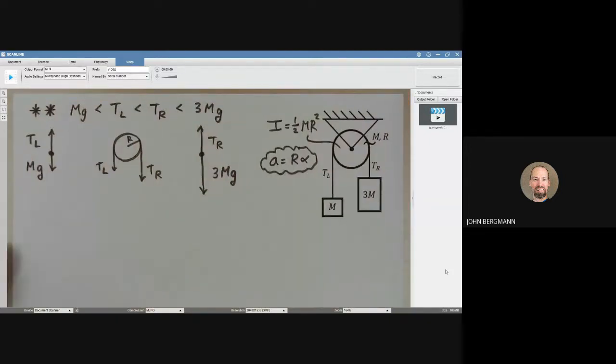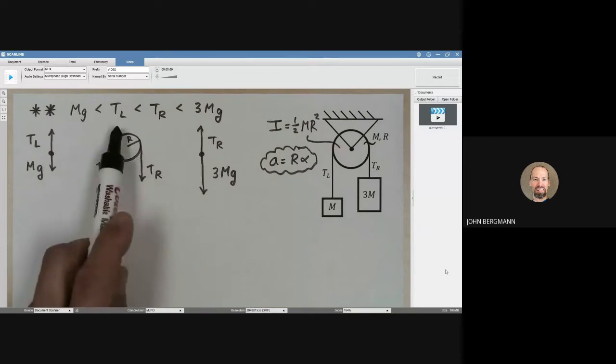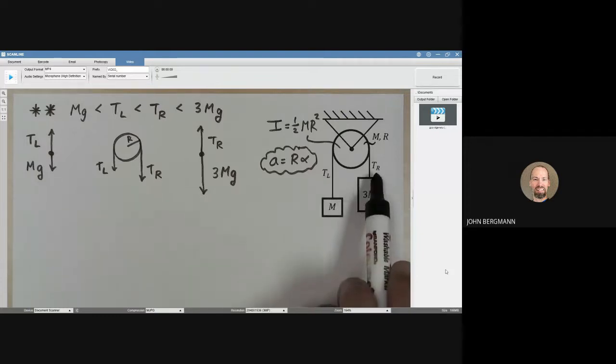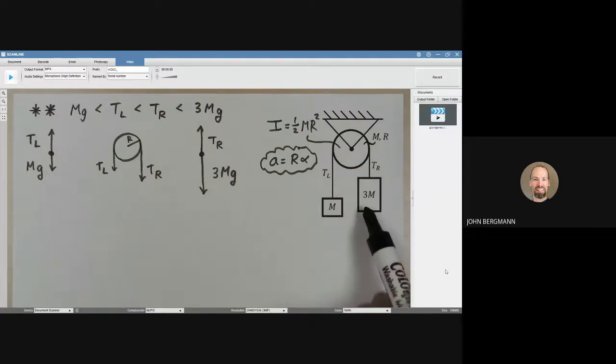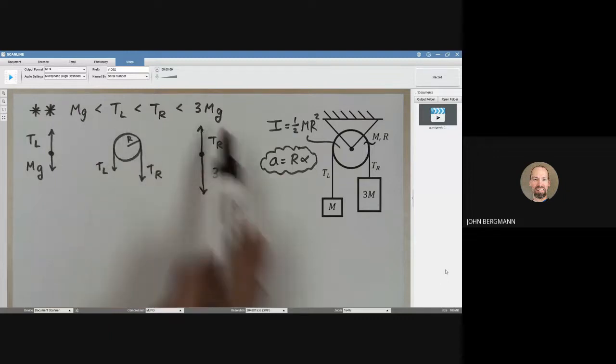Here's our system, and a couple of things. First, we want to realize that mg is pulling down here on the left. The tension on the left is pulling up. The tension on the left must be greater than that, otherwise this mass wouldn't be rising. Similarly, the tension on the right has to be greater than the tension on the left, which is necessary for this pulley to start rotating clockwise. And finally, 3m multiplied by g downward must be greater than this tension on the right. So that's a key idea that I've put a couple of asterisks by up here at the top.